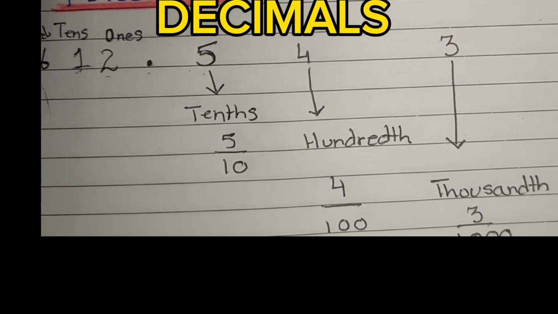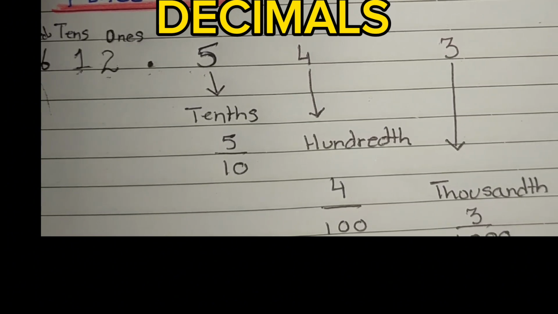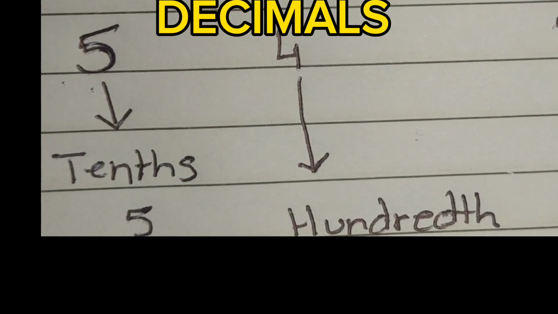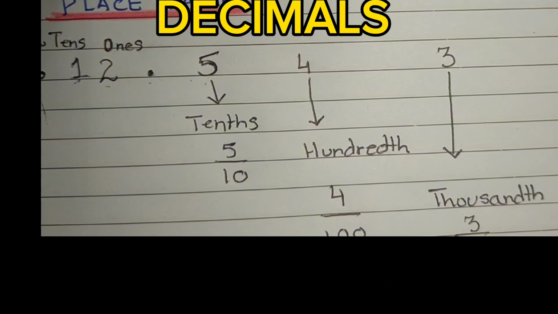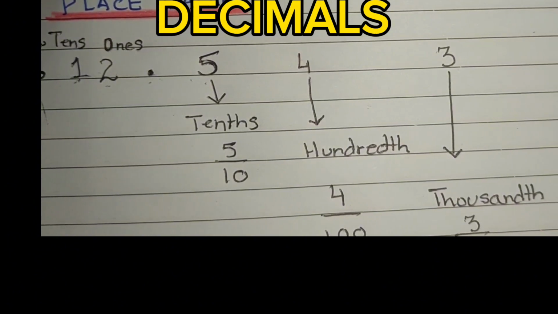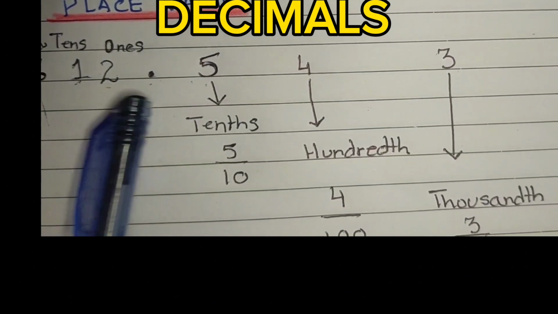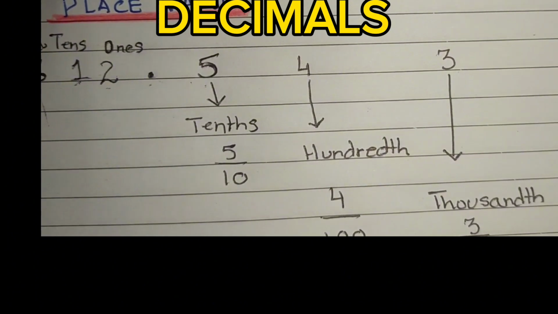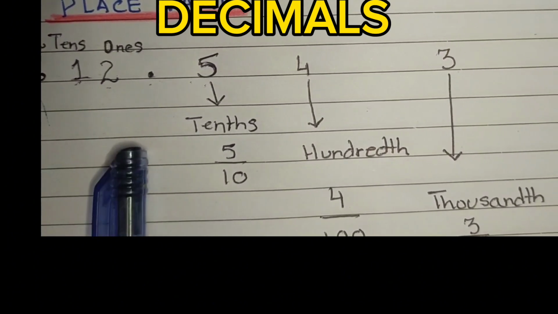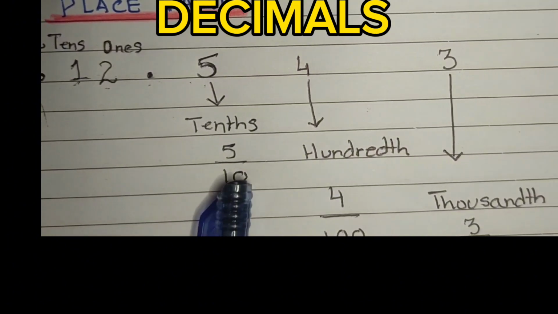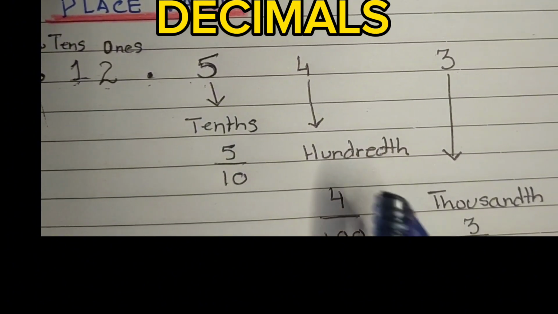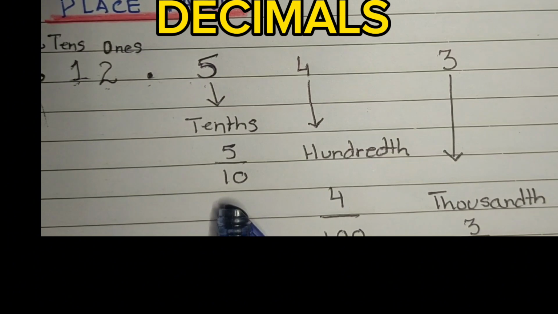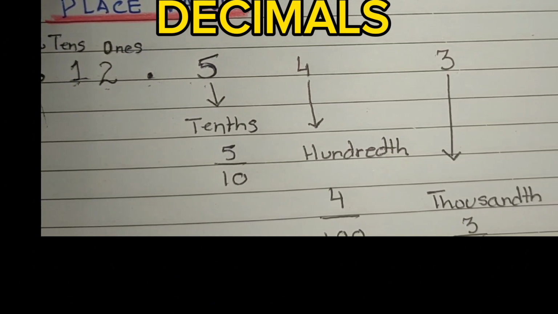So remember the place values of the digits. I explained it to you. Wait, I just need to show you this. This is how it looks. The digit before the decimal point is the whole number. You know the place values of these. The digits after the decimal point are the fractions. The first digit is known as tenth, the second digit as hundredth, and the third digit as your thousandth. 5/10, 4 upon 100, and 3 upon 1000.